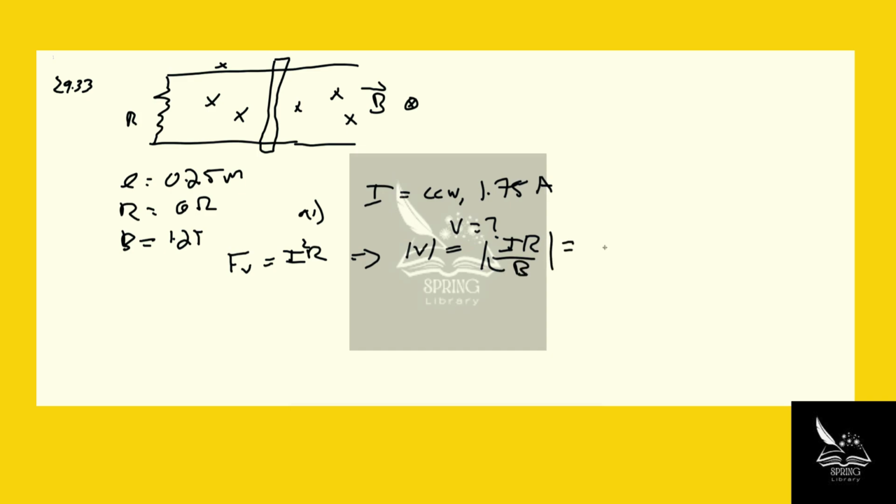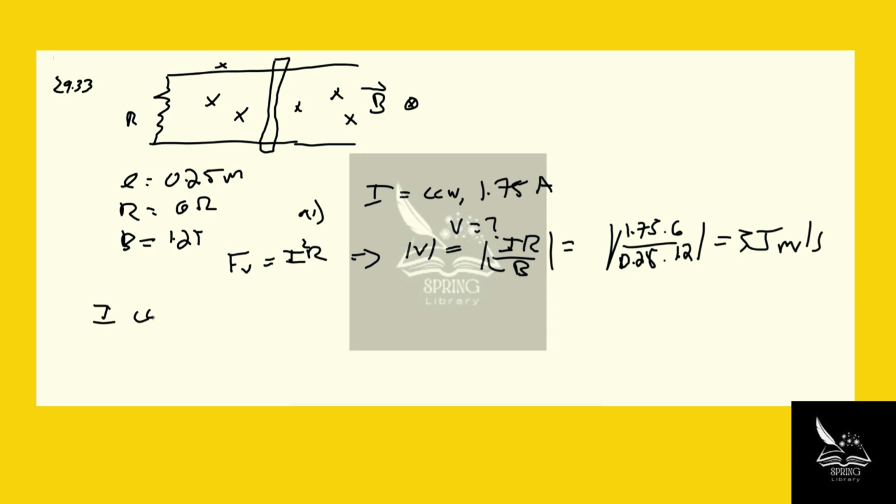Okay. So since we know all these things, we can easily plug this in. So this is 1.75 times 6 over 0.25 times 1.2. Okay, so this comes out to being 35 meters per second. So now we just got to figure out, is this moving to the left or right?